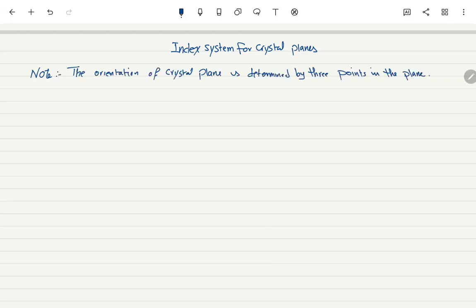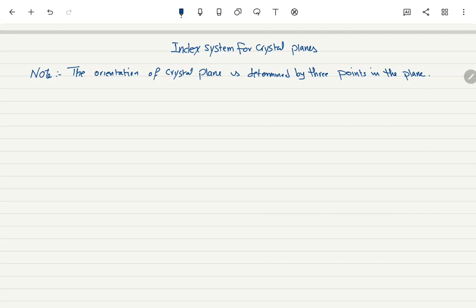Now let's define the index system for crystal planes. The orientation of a crystal plane is determined by 3 points in the plane. We actually need this index system to study the X-ray diffraction for the crystal. Later on we will see how that is related to the X-ray diffraction.